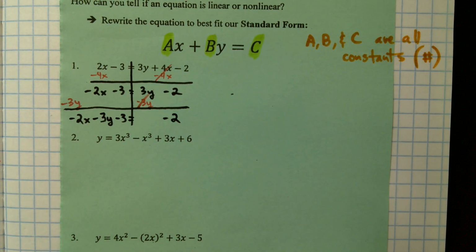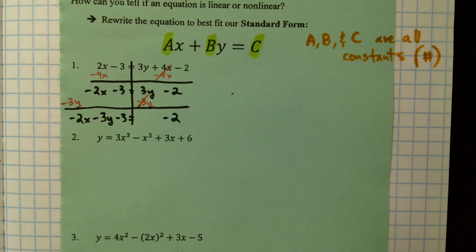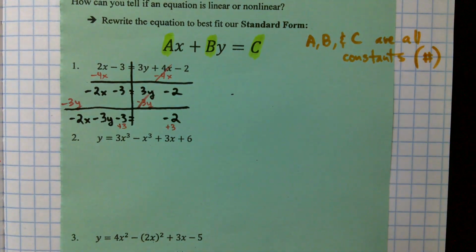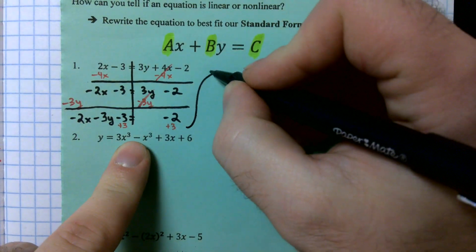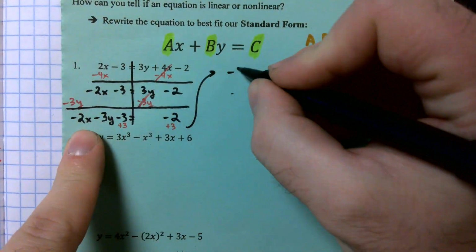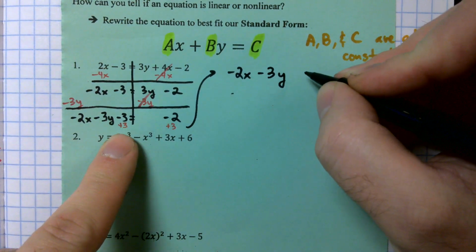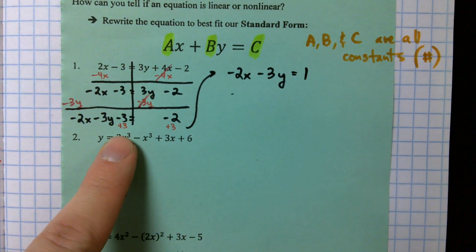So I got my x terms all together on the left. I got my y terms all together on the left. What should I do now? I'm going to add 3. I want my constants, my solo numbers, over on the right-hand side. So this now turns into negative 2x minus 3y equals 1.